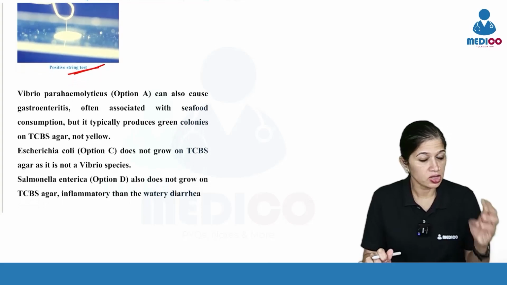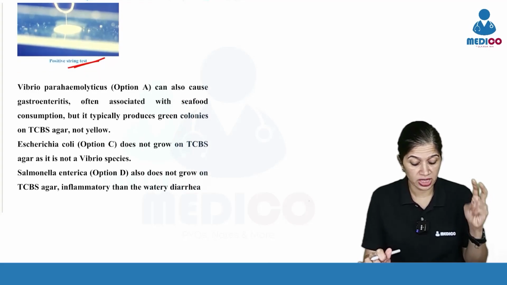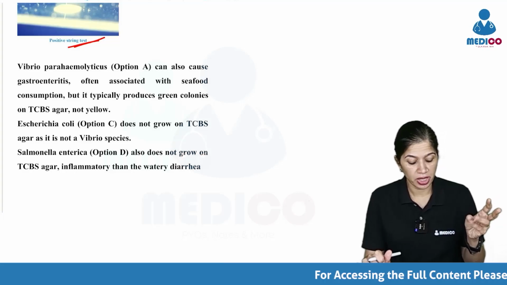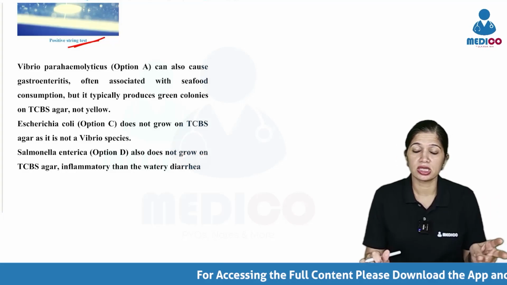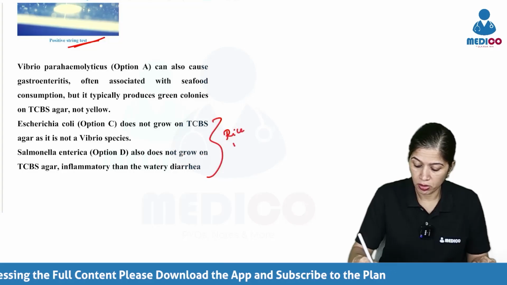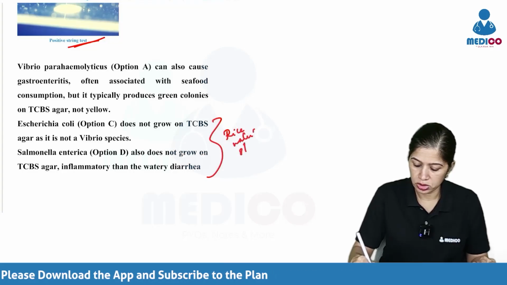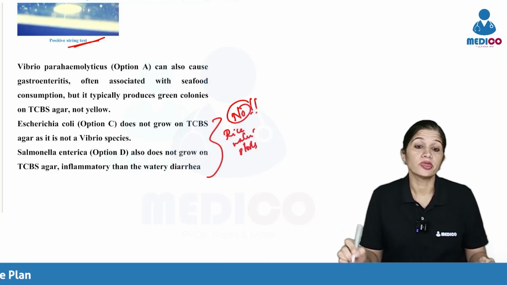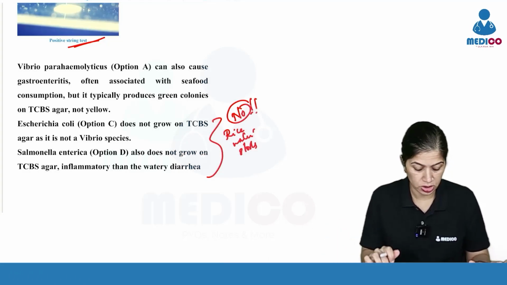Then parahemolyticus causes gastroenteritis, it is more of dysentery, with green colored colonies. E. coli will not grow in TCBS, Salmonella enterica will not grow in TCBS, and none of these will produce rice water stools. Will it produce? No. Absolutely no rice water stools.